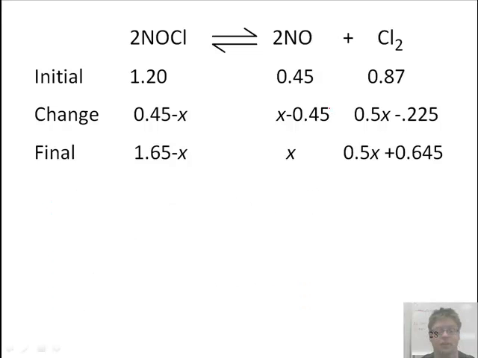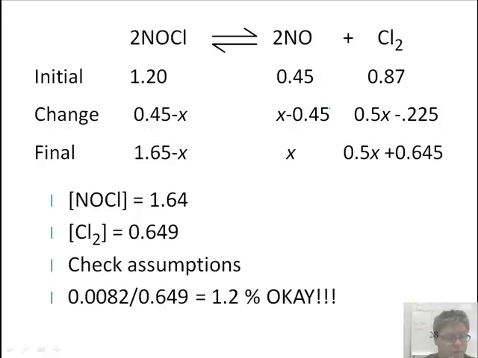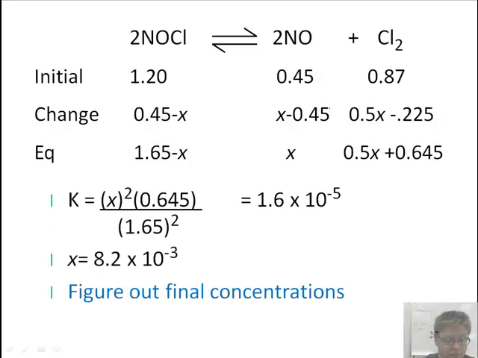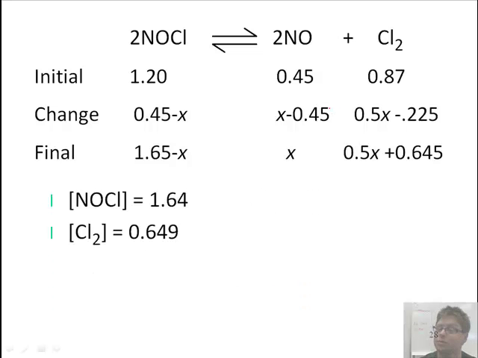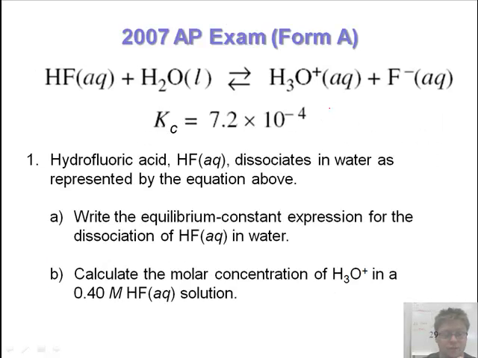This helps us figure out our final concentrations, 1.64 and 0.649 for Cl2, and we can check that assumption. So our 0.0082 divided by 0.649 is 1.2%. That is okay. So again, we solved for our x value, 8.2 times 10 to the negative third, and then tested it out, assuming it was right, and then checking the percentages here, 1.2%, that's okay.